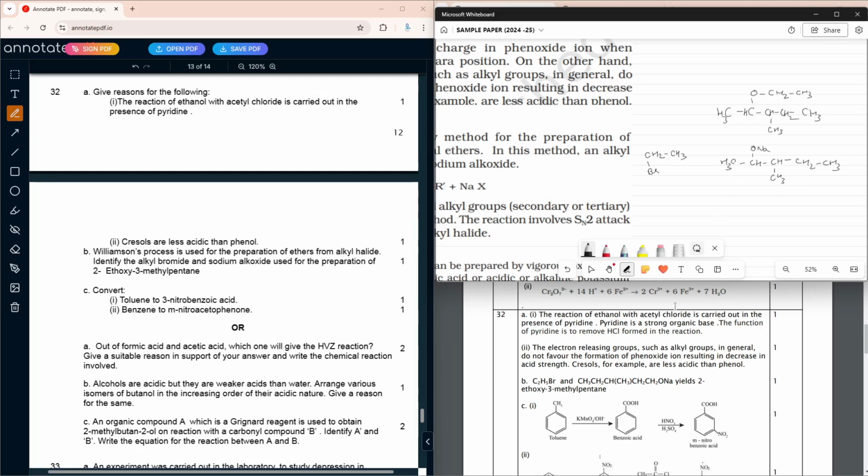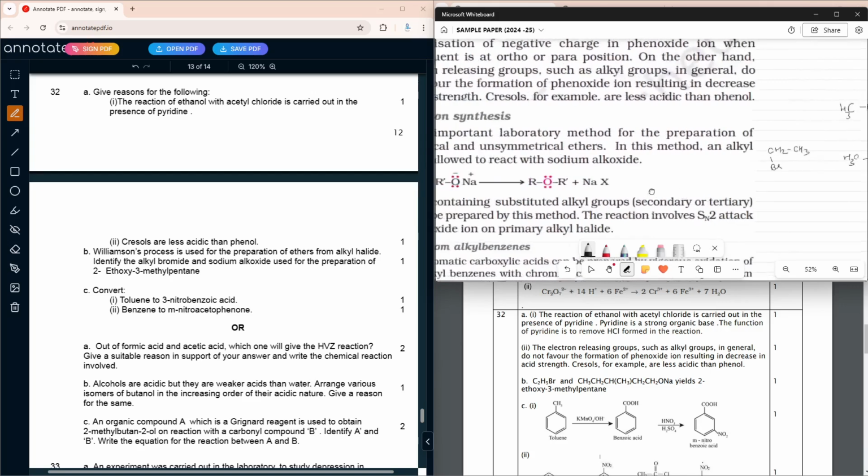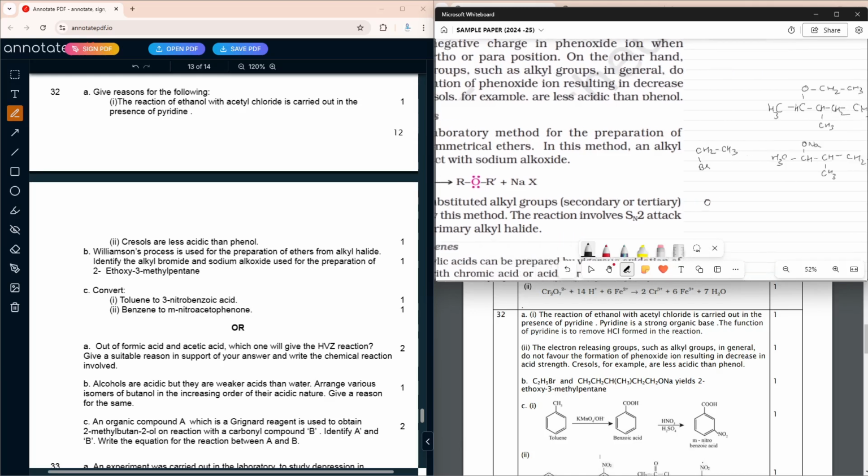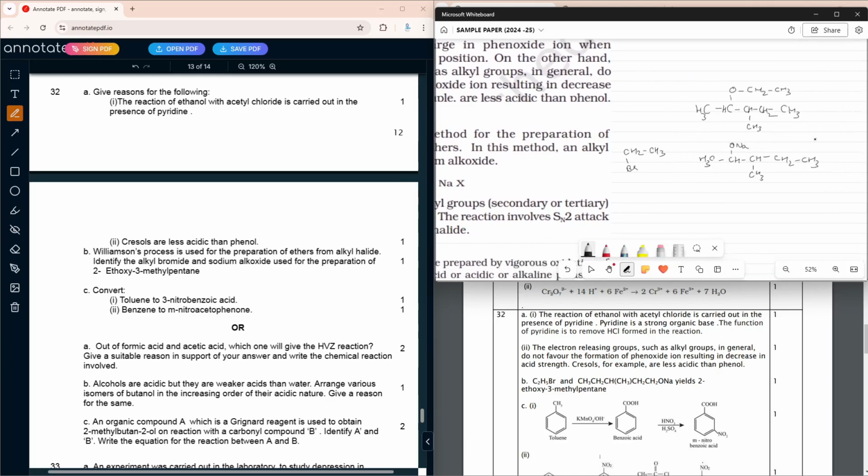Now I did notice that this particular thing given is slightly different than what we have over here. If you have a valid reason as to why this is the right answer, definitely let me know. But basically what I had just done was you have the R-ONa, and I know that the R group is this whole group, and because of that I just said this. So if you have a valid reason, definitely let me know.